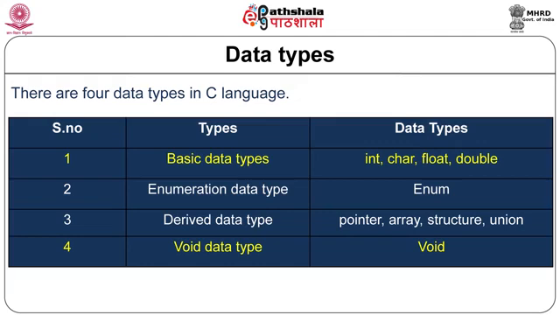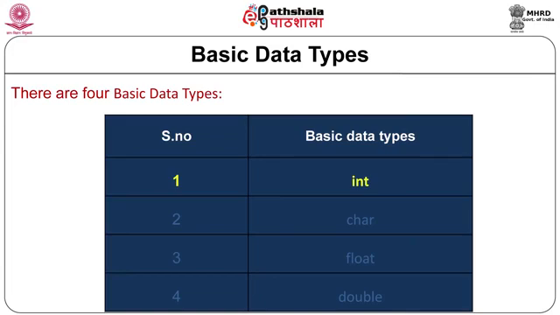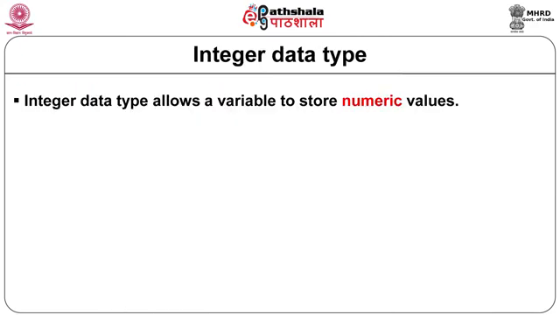There are 4 basic data types: integer, character, float and double. Now let us see, the first one is the integer type of data type, referred to as integer. Second is character, third is float and fourth one is double. Now let us see one by one.